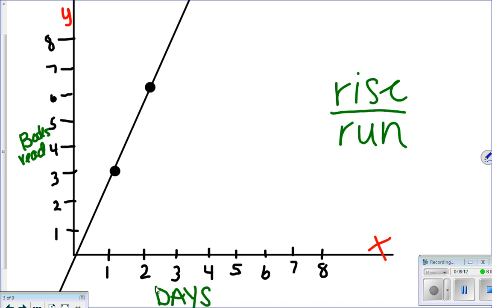Anybody need some more time before I start explaining? Keaton? Oh, just hold on to it.